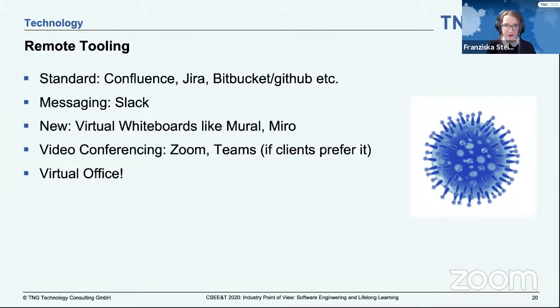We can no longer use the whiteboards in our team rooms, so we needed some replacement. Good examples are Mural and Miro, and they actually allow more people to work at the same time than the real whiteboards because the space in front of a whiteboard is really limited. Then we have to use now some video conferencing tools, Zoom or Teams if clients prefer it. We use both. And then especially the thing you are now in, our virtual office.